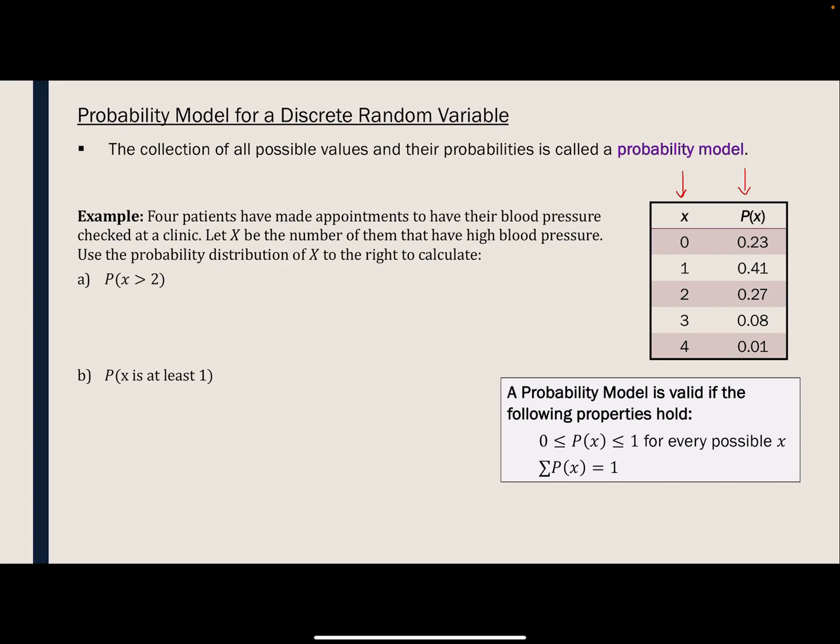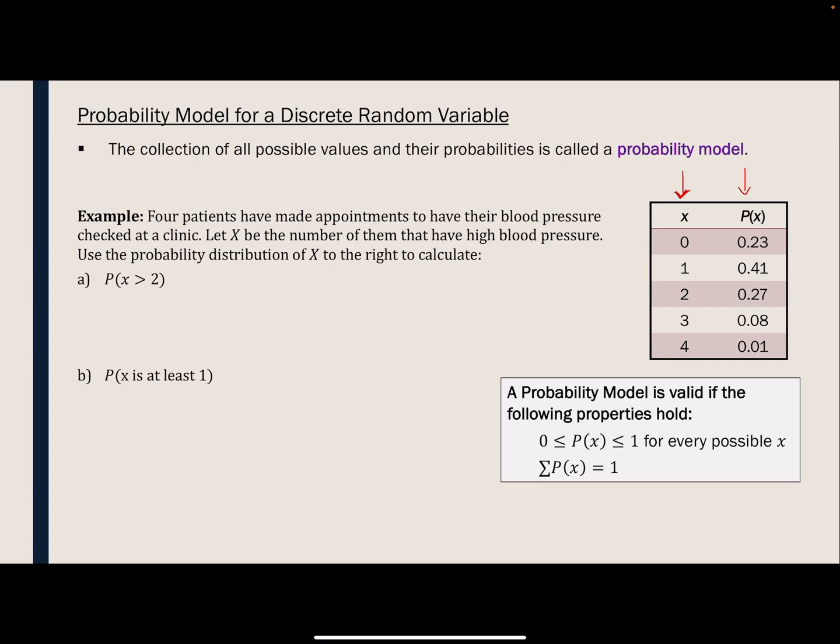So let's look at what this model is saying. X is the number of patients out of 4 of them who have high blood pressure. So we really have limited possibilities here. Either 0 of them have high blood pressure, exactly 1, exactly 2, exactly 3, or exactly all 4 of them have high blood pressure. And then we have the probability associated with each of these outcomes.